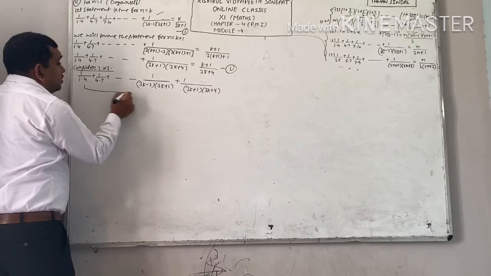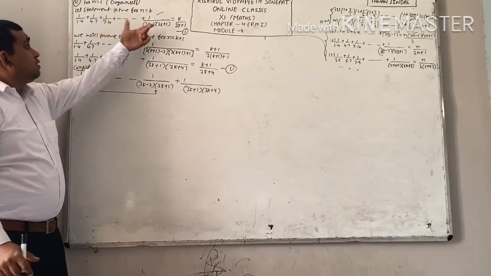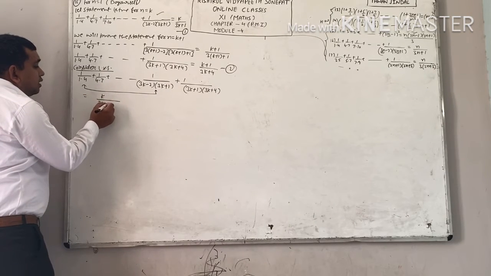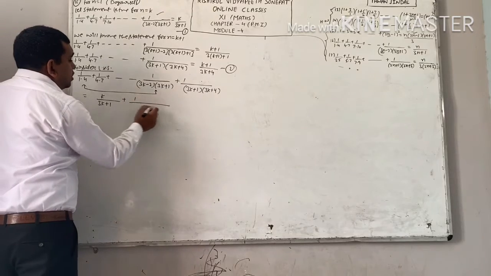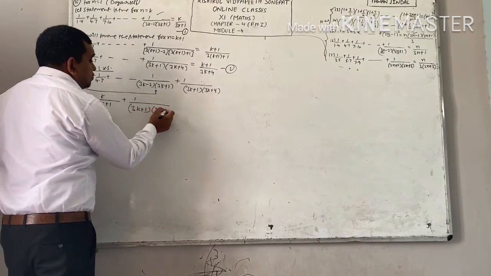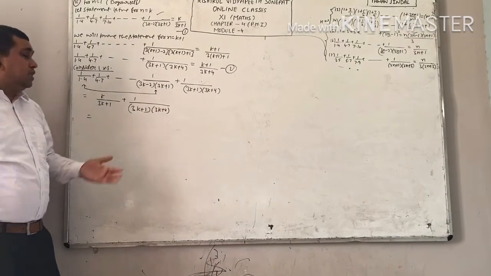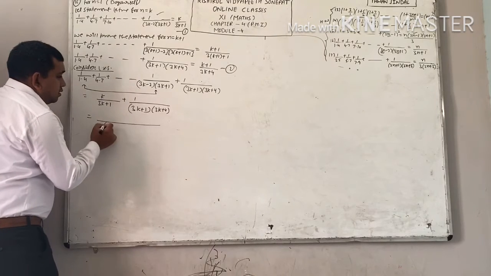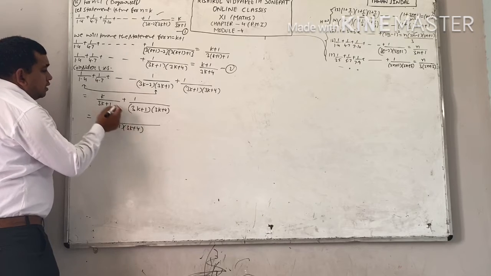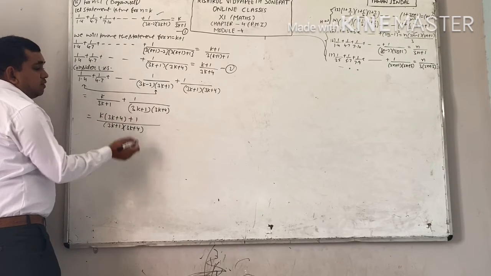Now put value from equation 1. This is your left hand side of equation 1 and its value is k upon 3k plus 1 plus 1 upon 3k plus 1 into 3k plus 4. Next, simplify. Simplify again, 3 steps. LCM: 3k plus 1 into 3k plus 4. This is your LCM. This will become k into 3k plus 4, and here it will become 1.